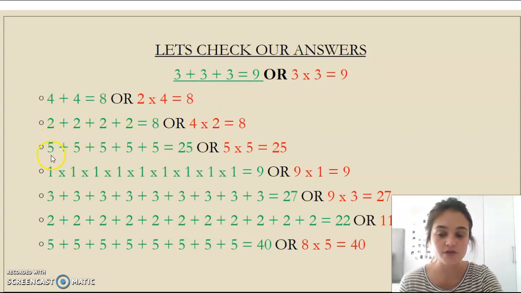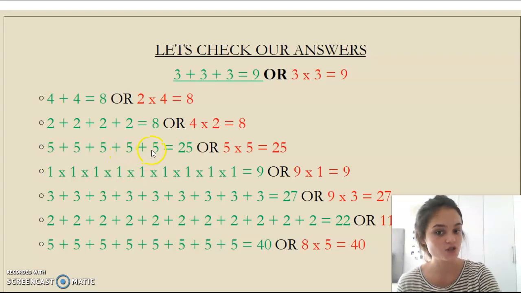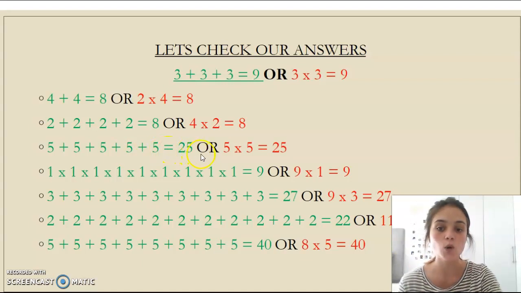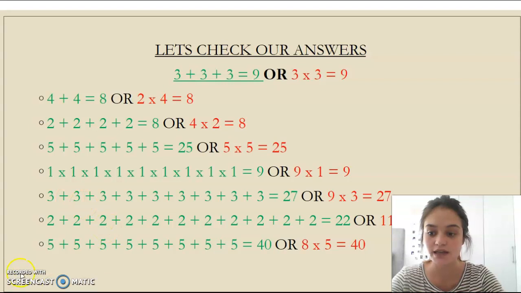Similarly with our 5s, 5 plus 5 plus 5 plus 5 plus 5 equals, if we count in 5s, 5, 10, 15, 20, 25, because we're adding 5 each time, just like in our multiples. Or you say 5 is being repeated 5 times. So 5 times 5 equals 25. Right, I would like you to quickly check the rest of those, and so you might need to pause the video, and then I'm going to show you our activity for this week.